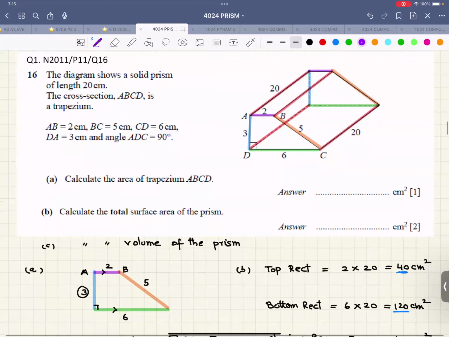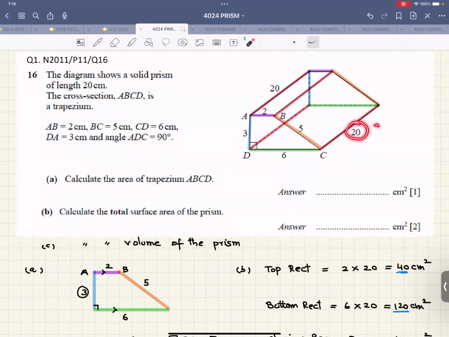Now, a very simple example. Today, in order to cover lots of things, I won't be giving you any questions to try. I'll keep on going myself. Naturally, when you are looking at the video, you can always pause, stop, try out the question, and then proceed. So now it says the diagram shows a solid prism of length 20 centimeter.